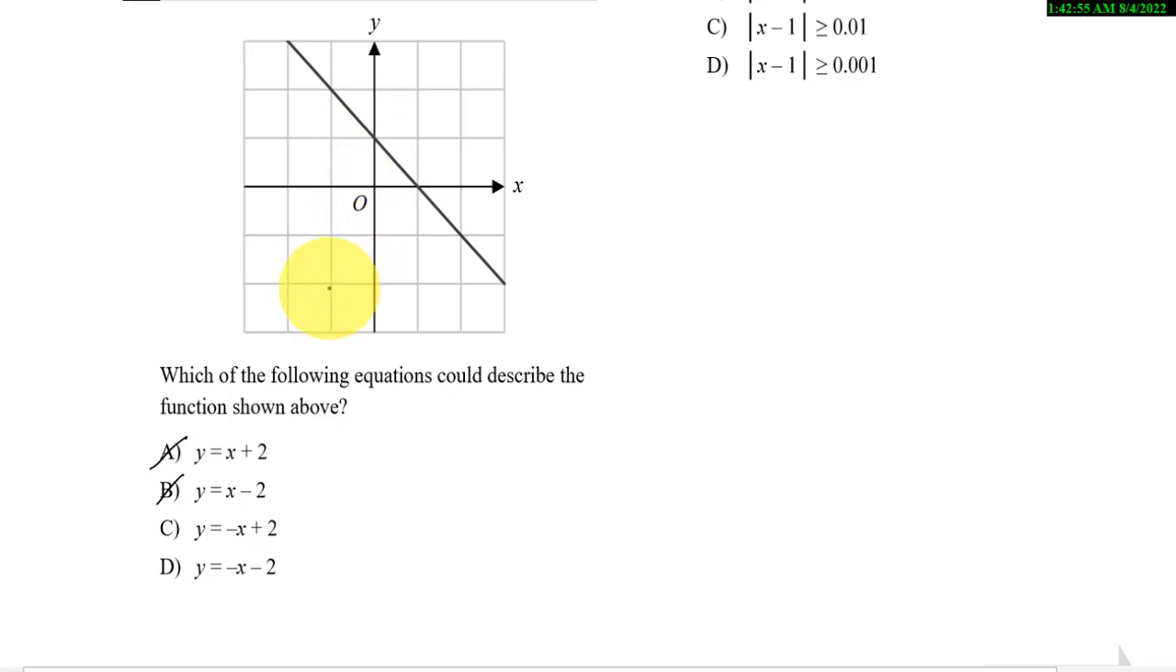So we want to choose which of these two options is right. They all have negative slopes, so we now consider the y-intercepts. According to the graph, you can see that the y-intercept here is positive. So the equation that gives us a negative y-intercept is eliminated. So our answer is C.